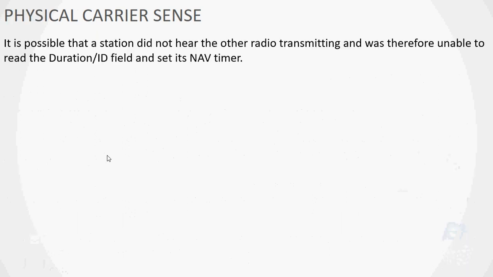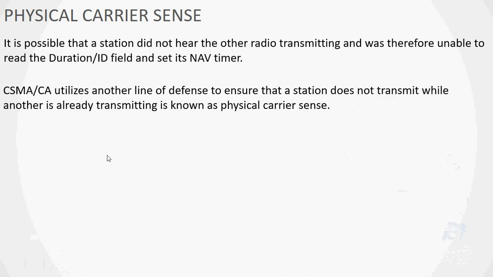The other carrier sense type is known as physical carrier sense. It is possible that a station didn't hear the other radio transmitting and was therefore unable to read the duration ID field and set its NAV timer. So it is possible. There are many reasons why it didn't hear or why this value is not correctly set.